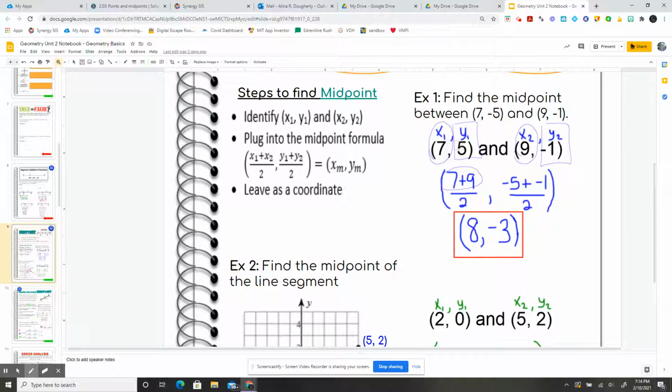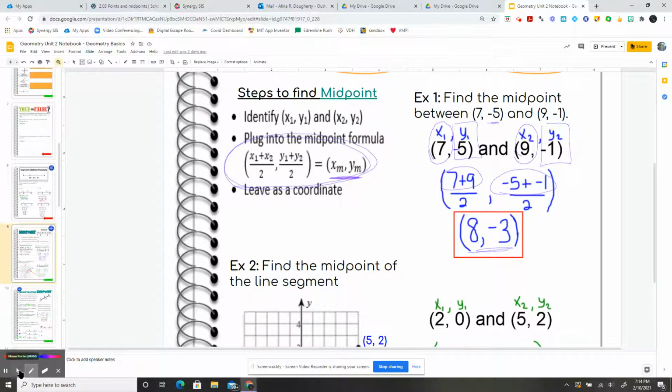There should be a negative in that one because that is a -5, by the way. I was like, where did the negative come from? So -5 plus -1 is -6, and -6 divided by 2 is your -3. So we can use this formula, right? And we're going to leave it in the ordered pair format. We're going to leave it as a coordinate.